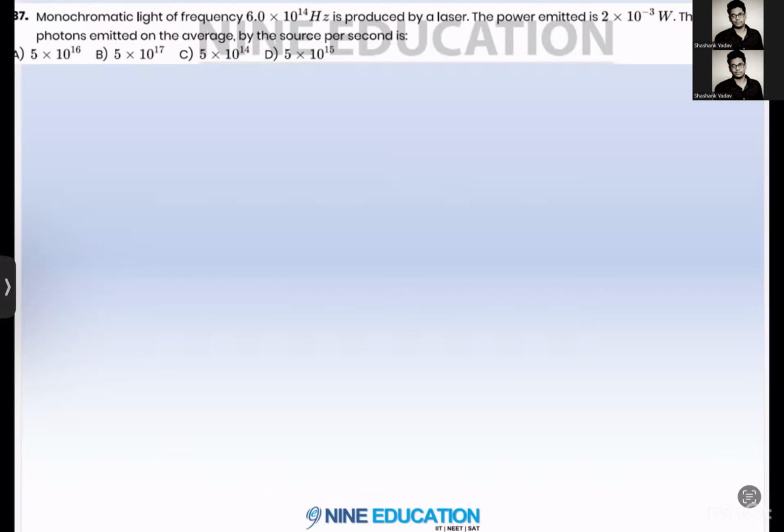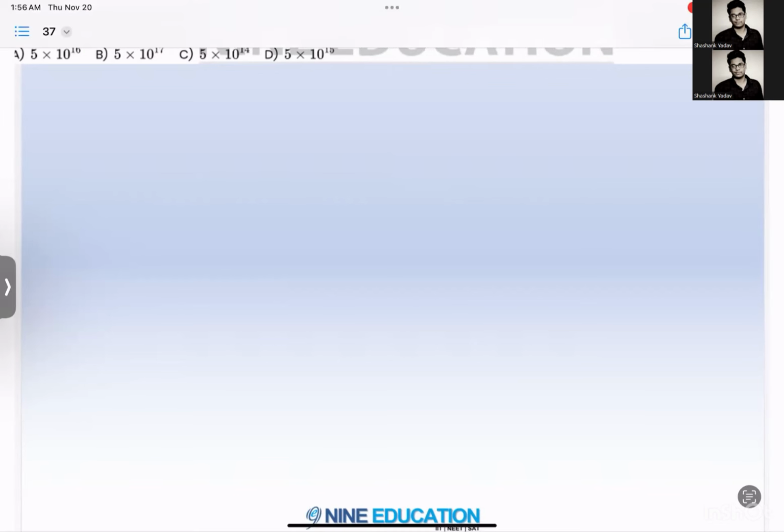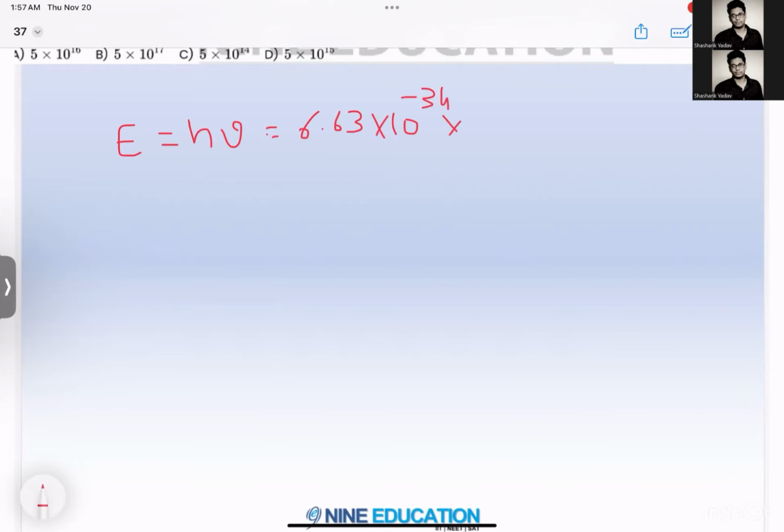So here is the next question. Monochromatic light of frequency is produced by a laser and power emitted is this much number of photons. So we know that if this is the frequency, then energy of each photon can be written as h into nu. If you substitute the values of h and nu, this is going to be 6.63 into 10 power minus 34 into nu. Here frequency is given as 6 into 10 power 14, total joules you'll get.